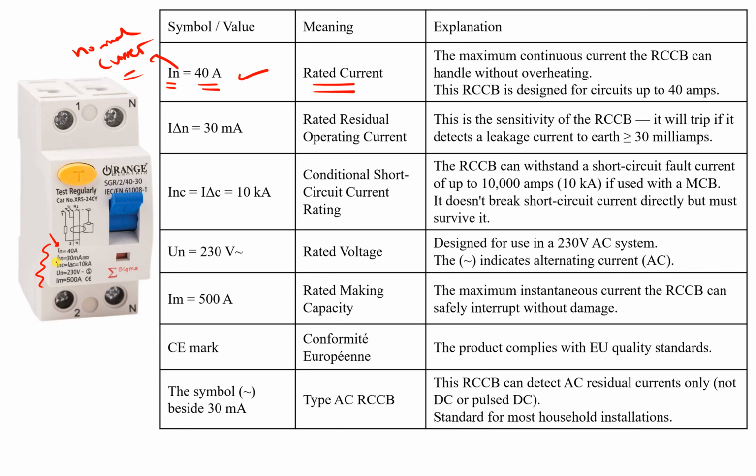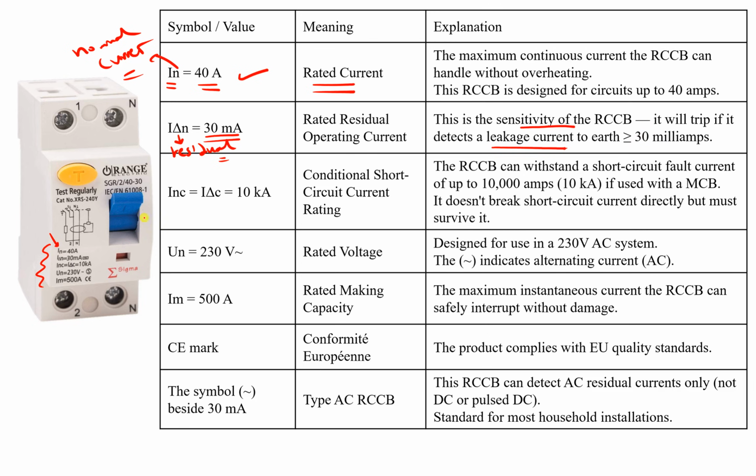Second one, you can see I delta N. In order to make it easier, delta refers to residual. So the nominal residual current or rated residual operating current, you can see 30 milliamperes. What does this value mean? It means our circuit breaker will activate if the leakage current is equal to or greater than 30 milliamperes. You can see sensitivity. It will trip if it detects a leakage current greater than or equal to 30 milliamperes.